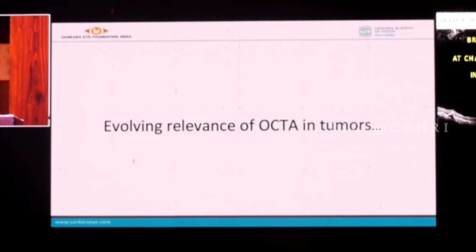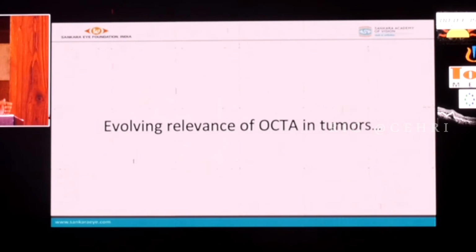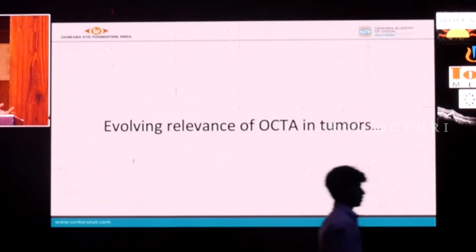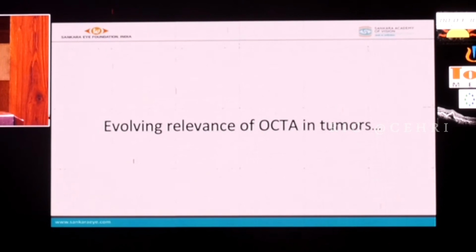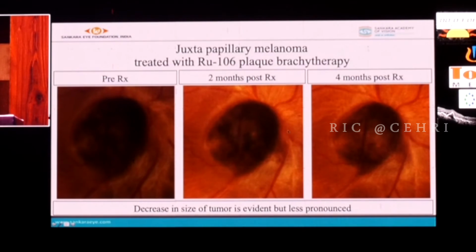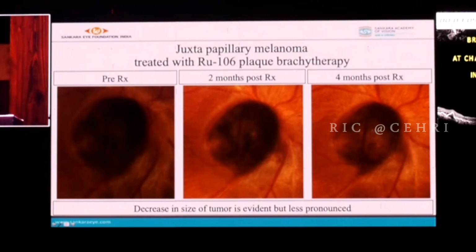So all through this meeting, we should ask ourselves, so what? There is a name, there is something here, so what? What is the relevance? Let's look at whether there is any relevance to doing OCTA in tumors. Here we have a patient who had brachytherapy, and there seems to be a little decrease in the size of the lesion, but are we really sure the brachytherapy is working?